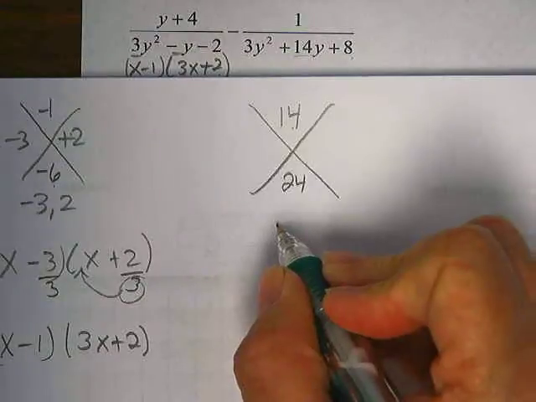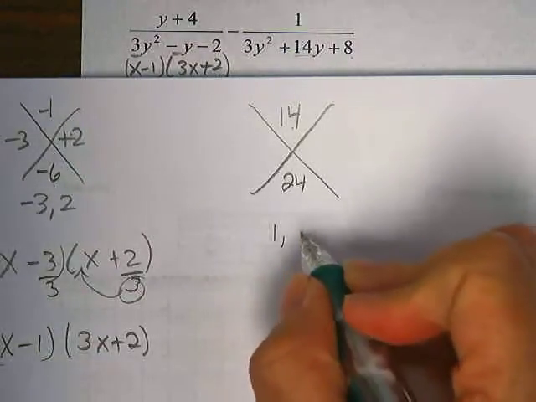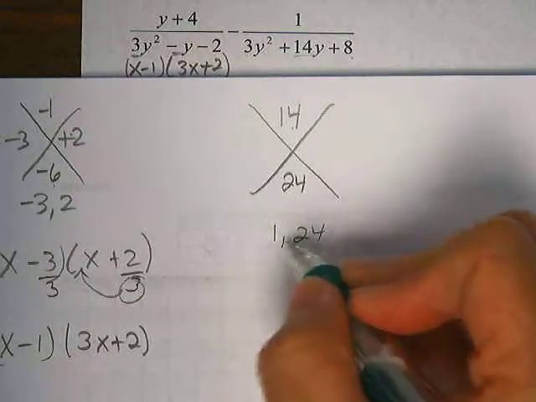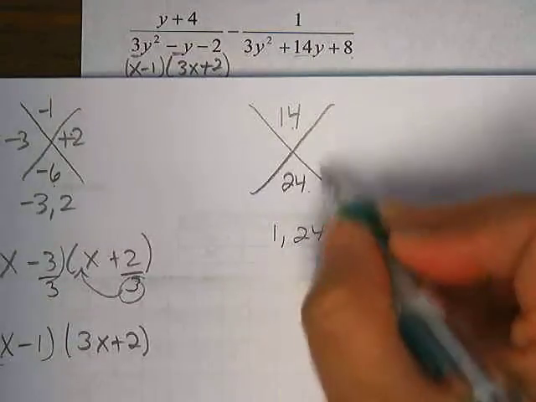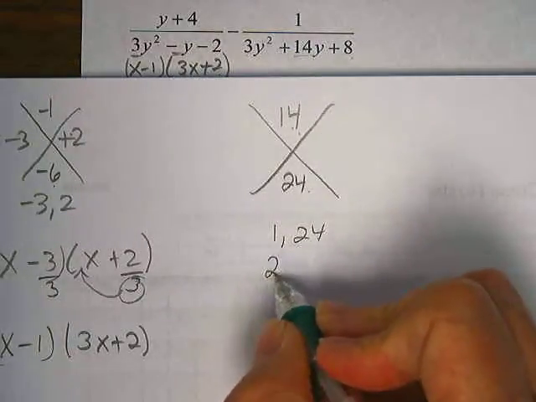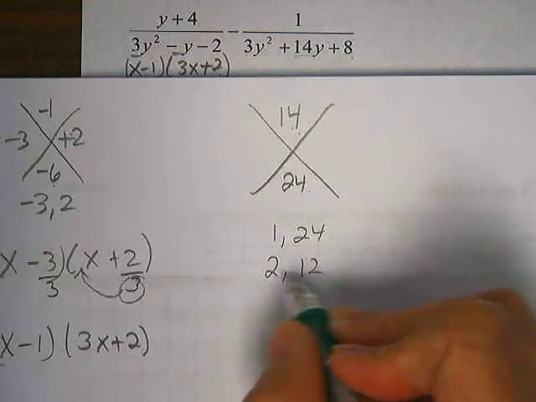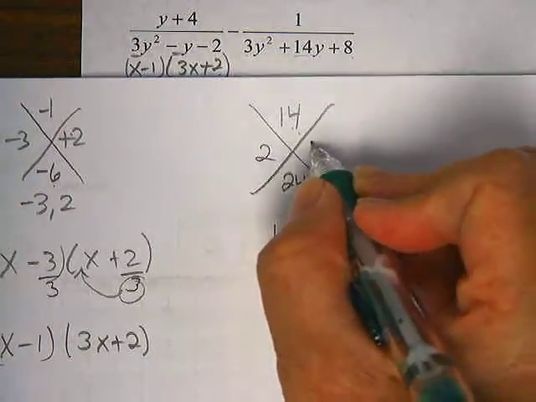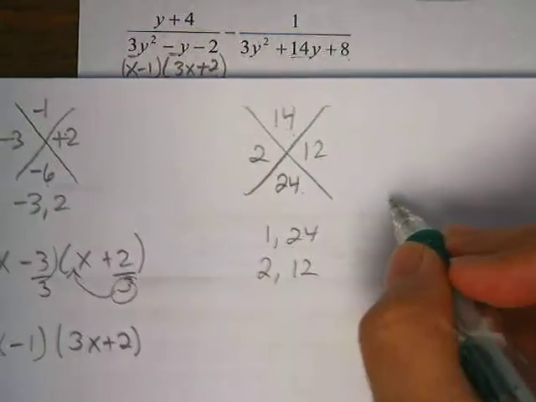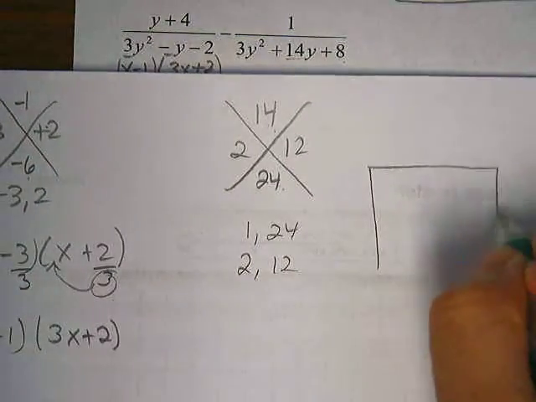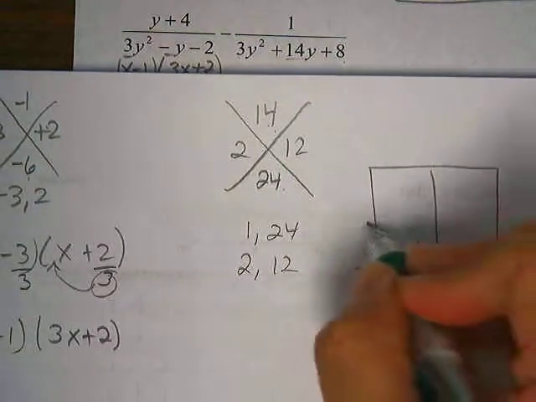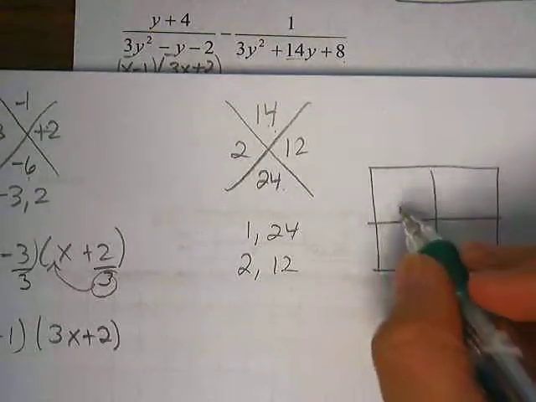Okay, if I'm not thinking about it right away, start with just number 1. 1 times 24, they multiply to the correct number, but they don't add to 14. 2 times 12, they multiply to 24, and they add to 14. So those are my answers. And now I put them into a box. And again, you could put these in the parentheses, it does not matter.